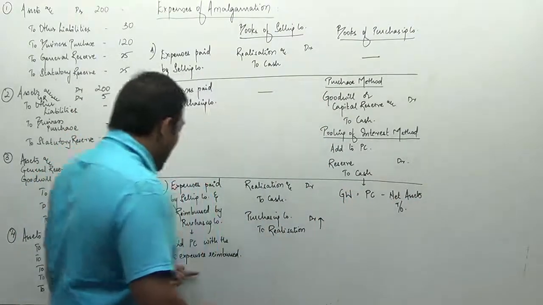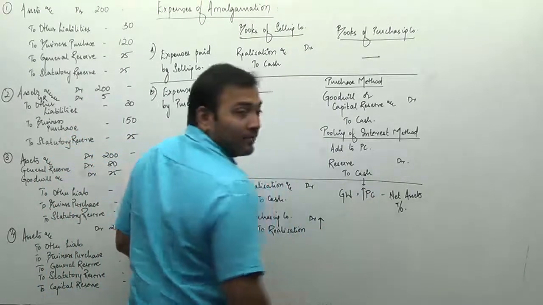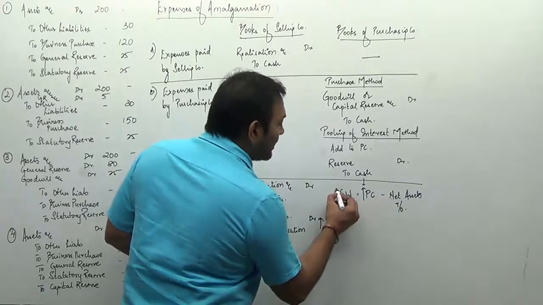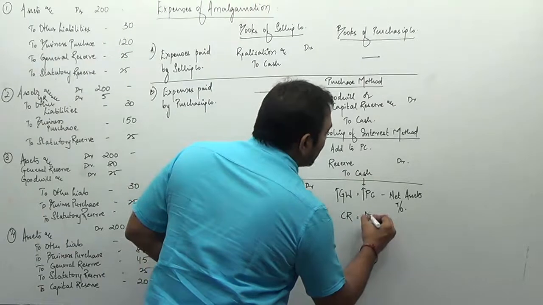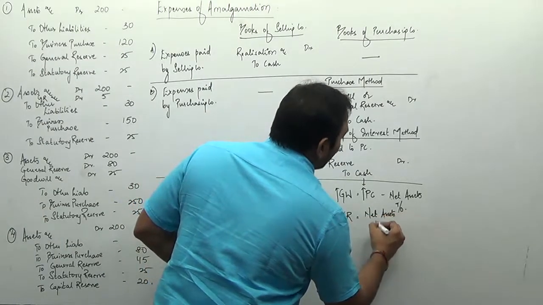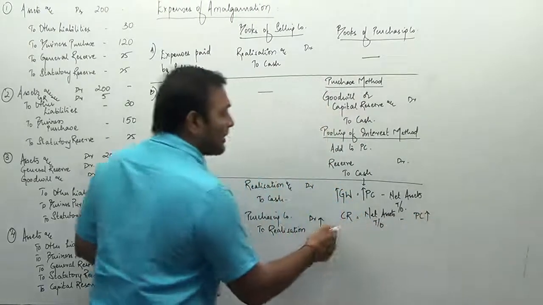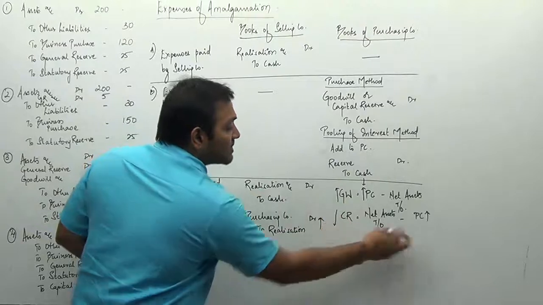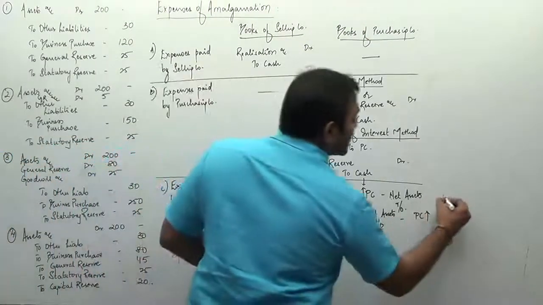When I'm adding the PC with the expenses reimbursed, PC increases. PC increases, what happens to goodwill? Increases. Let's say I have a capital reserve. Capital reserve is nothing but net assets taken over minus PC. Now PC increases. What happens to capital reserve? Capital reserve now reduces because there is a negative sign. This is in the case of purchase method.